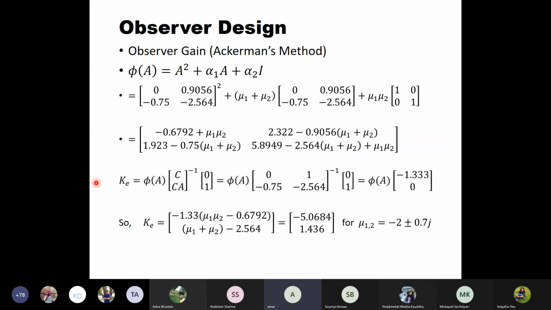And then I'll get Ke is equal to phi(A) times C, CA inverse times 0, 1. Phi(A) is this term, and so I will get Ke in this term. So this way I will get the Ke value. This is basically a numerical example. Here I put mu1,2 is equal to minus 2 plus minus 0.7j, and I get the final numerical value of minus 5.0684, 1.1436.